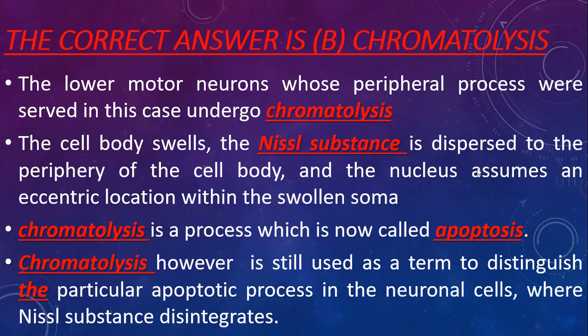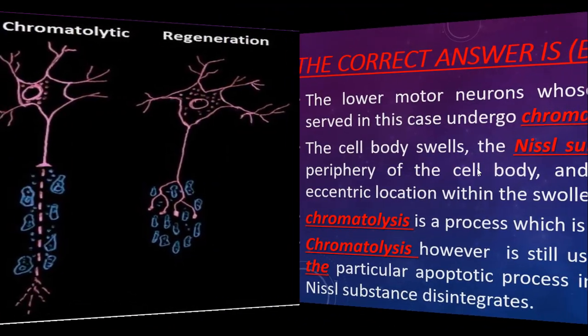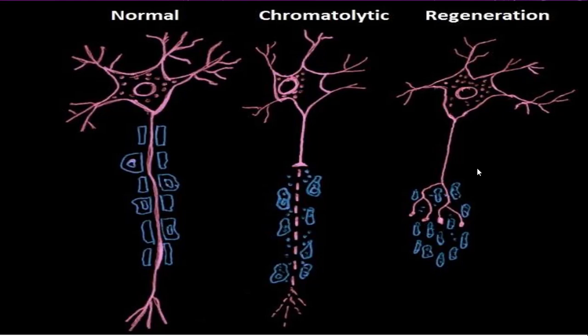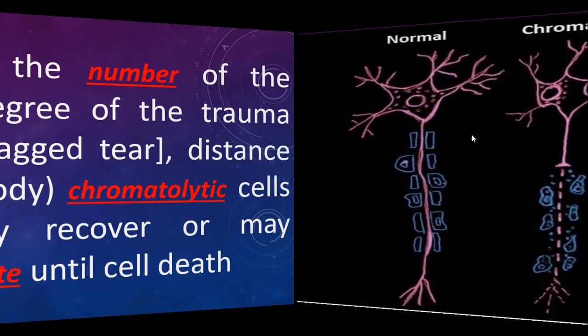Chromatolysis is a process which is now called apoptosis. Chromatolysis, however, is still used as a term to distinguish the particular apoptotic process in the neuronal cells where Nissl substance disintegrates. This image illustrates the difference between normal, chromatolytic and regeneration. This is a normal neuron, this is a chromatolytic neuron, and this is the regeneration stage of the same neuron.